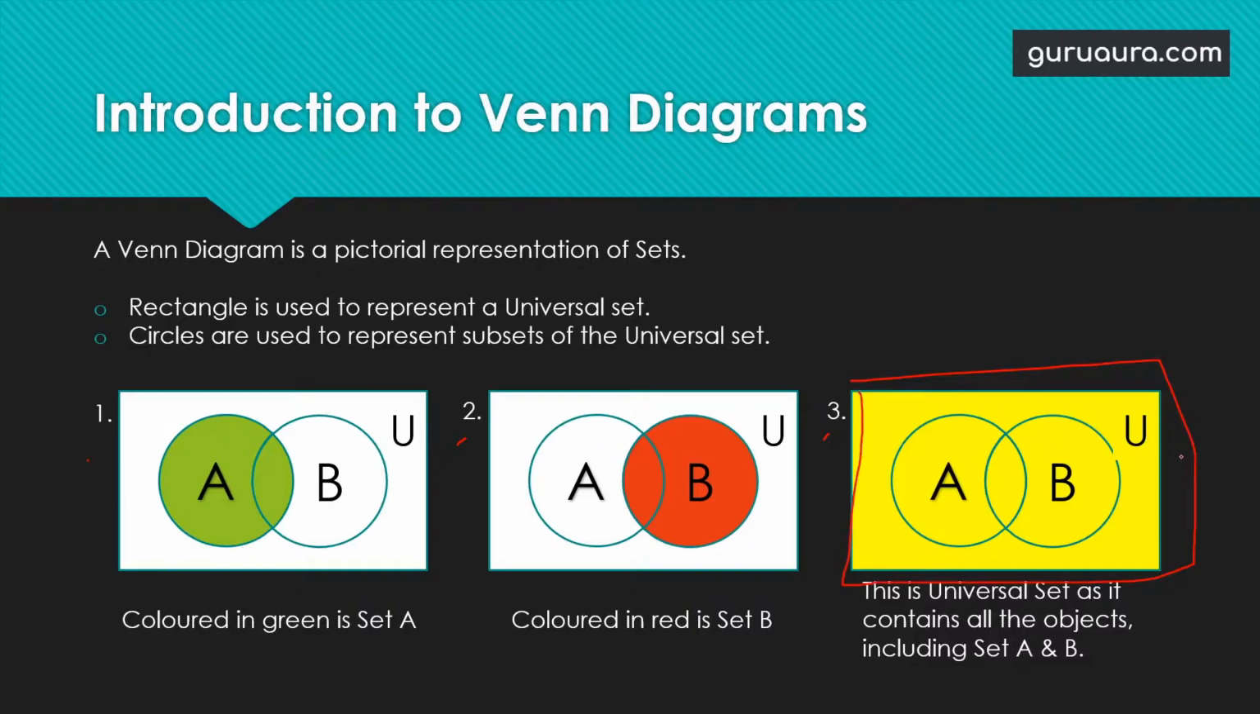Finally, in all the three figures 1, 2 and 3, the rectangular box is represented using capital letter U. That means a universal set which includes every element inside and outside of set A and B, as shown in figure 3 highlighted in yellow. So we can say a Venn diagram is a pictorial representation of sets where a rectangle is used to represent a universal set and circles are used to represent subsets of the universal set.